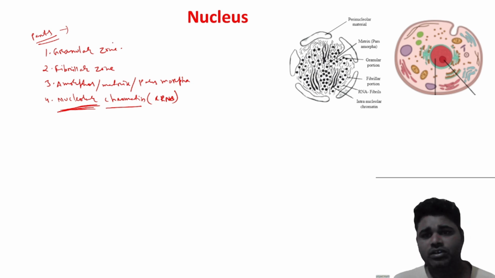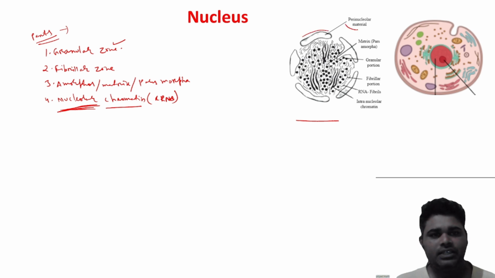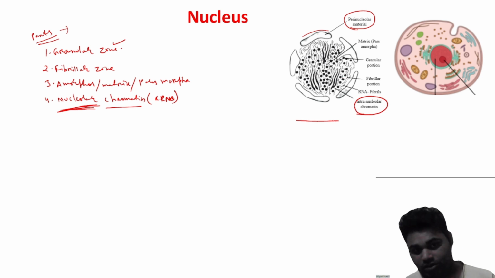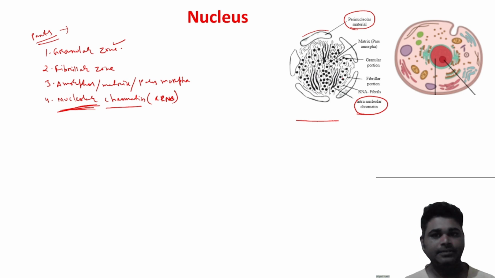So first come to the granular zone. Look at this structure. This is the structure of the nucleolus. The outer chromatin material is called the perinucleolar material. That means the chromatin material that is present outside, in the periphery region, is called the perinucleolar material, and all the nuclear material that is present inside it is called the intranucleolar chromatin. That means they are present inside, at the center of the nucleolus.